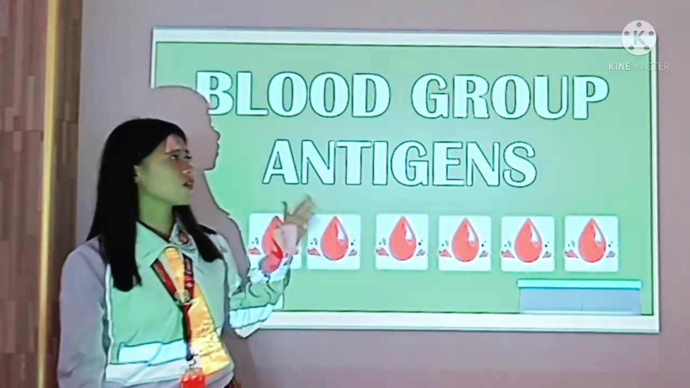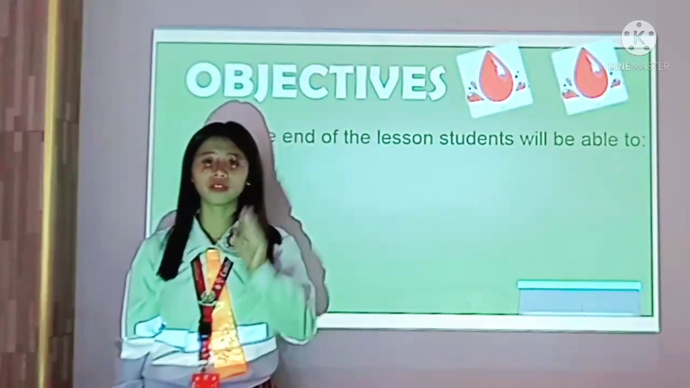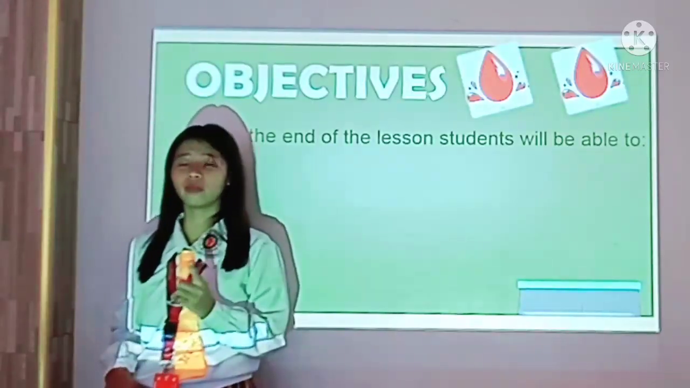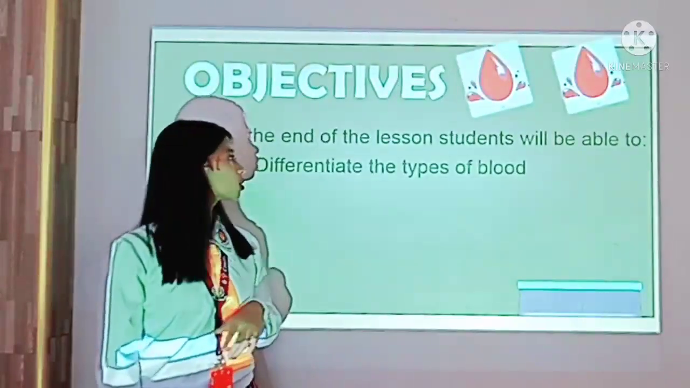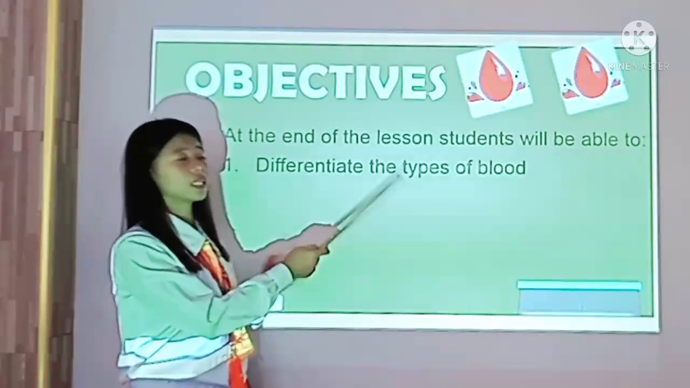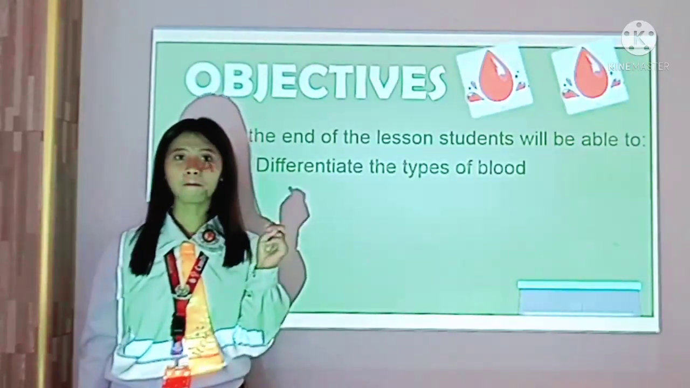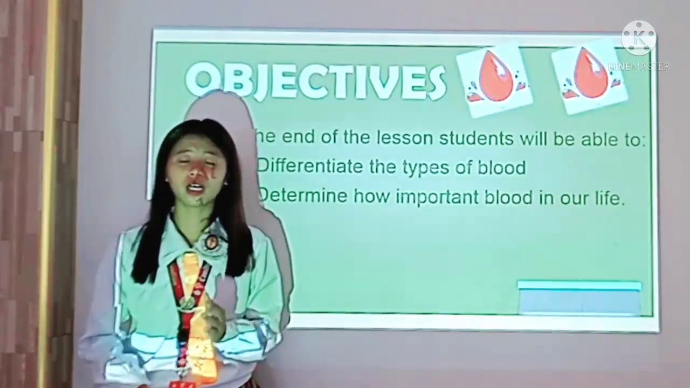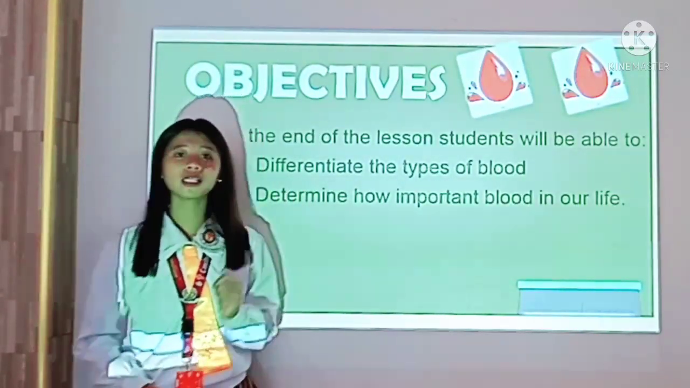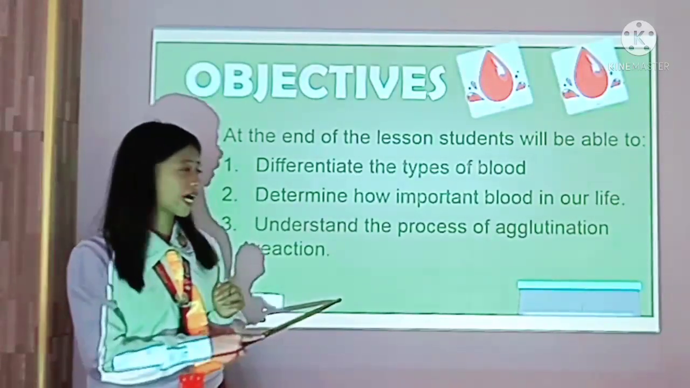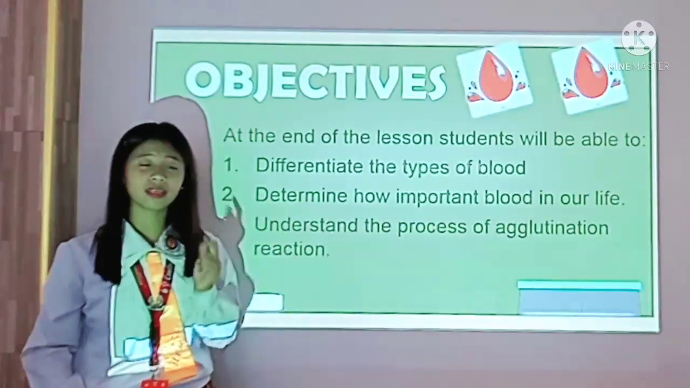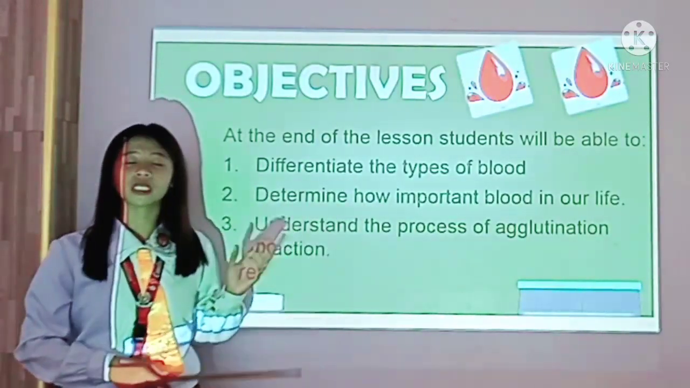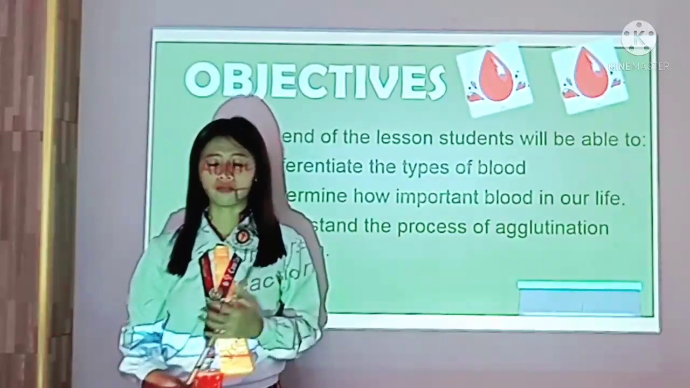Okay, so here in our lesson, we have three objectives. At the end of the lesson, students will be able to first, differentiate the types of blood. Second, determine how important blood is in our life. And lastly, understand the process of the agglutination reaction. So these are our objectives in our lesson this afternoon.